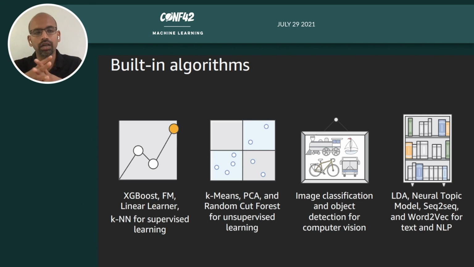These algorithms are in the form of containers. All you need to do is refer to the container registry and pull the right container for these algorithms, and then you should be good to go with it. Otherwise, if none of these existing built-in algorithms cater to your needs, you could always bring in your own algorithms in the form of containers and leverage SageMaker as a platform.